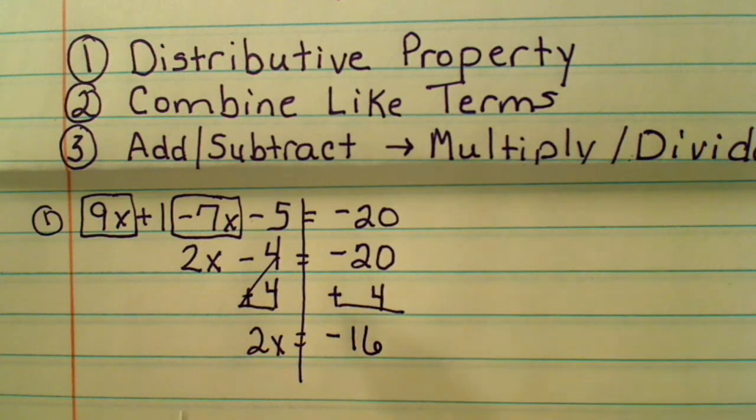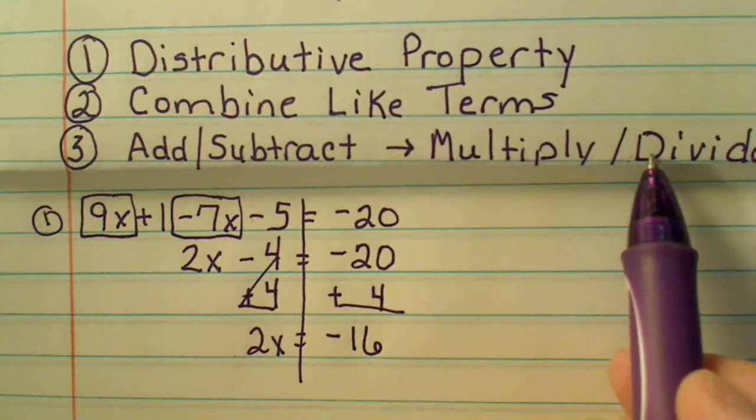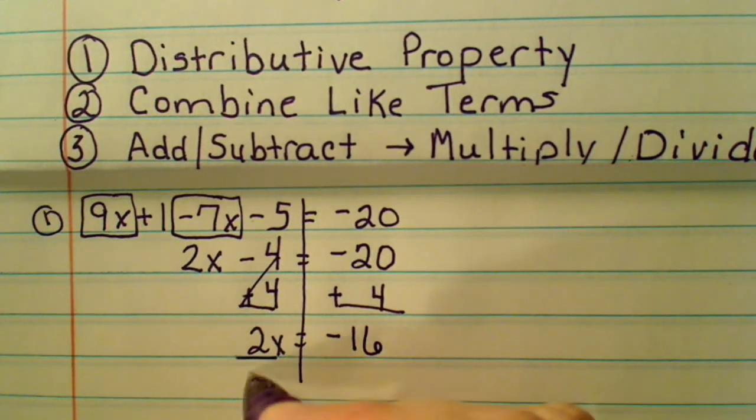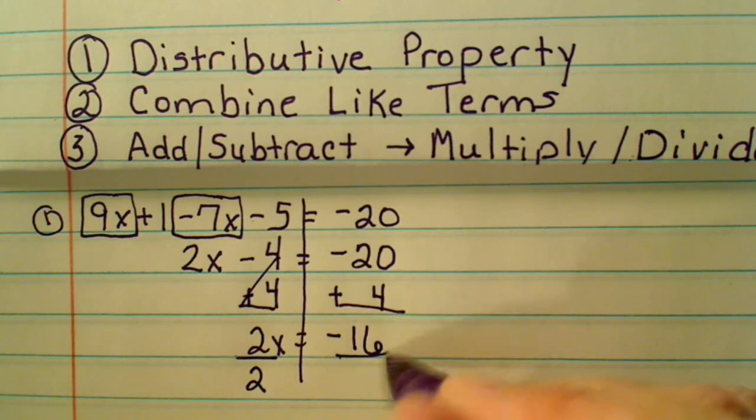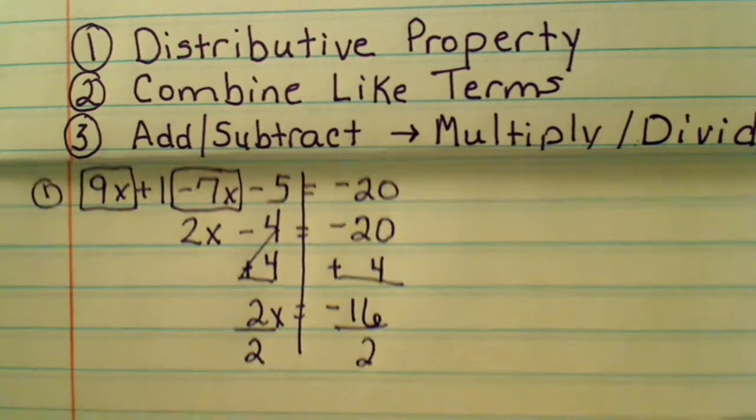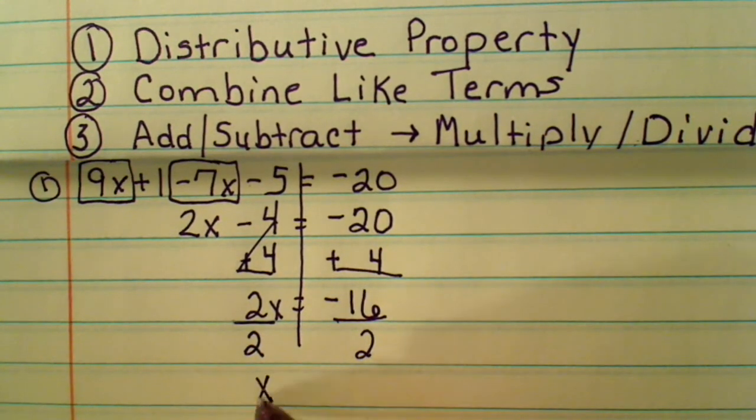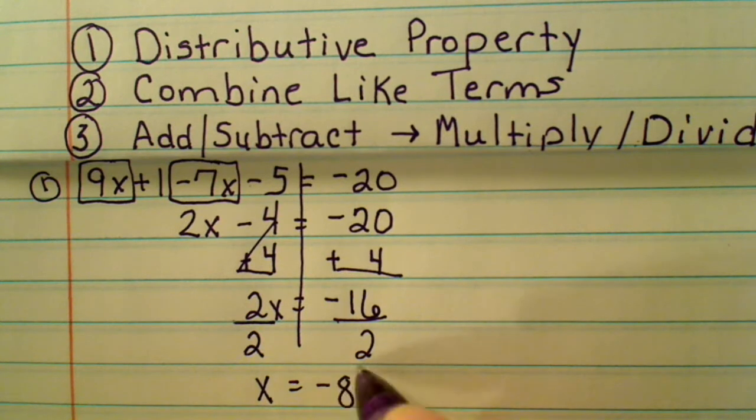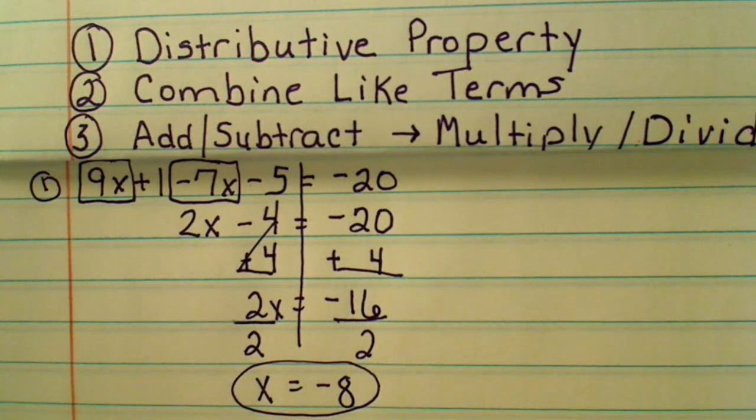Our last step, this is 2 times x, so the inverse of multiplying is to divide. So I'm going to divide both sides by 2. And then my answer ends up being x equals a negative 8. And that's my final answer.